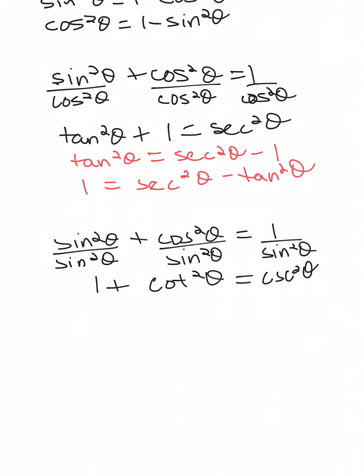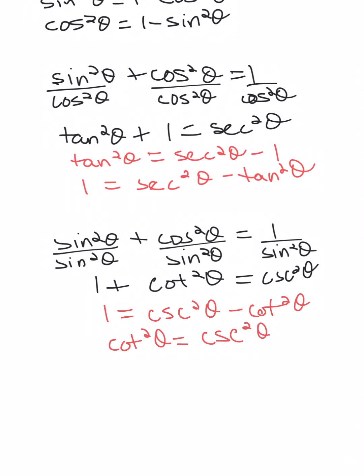Just like the other two, we can solve this and get different versions of it. So the first version is 1 equals cosecant squared theta minus cotangent squared theta. And the second version is cotangent squared theta equals cosecant squared theta minus 1. What helps me remember on these other formats of the Pythagorean identity, which ones go together, is that the co-functions go together. So cosecant goes with cotangent as an identity.